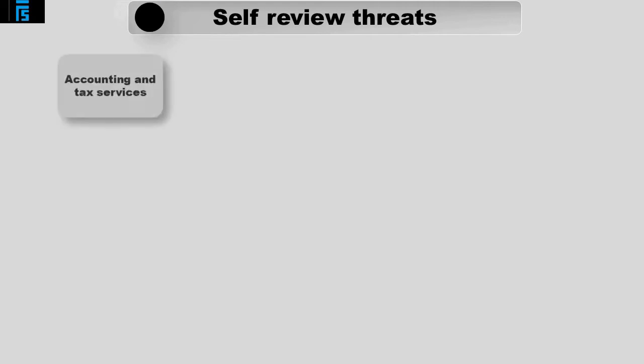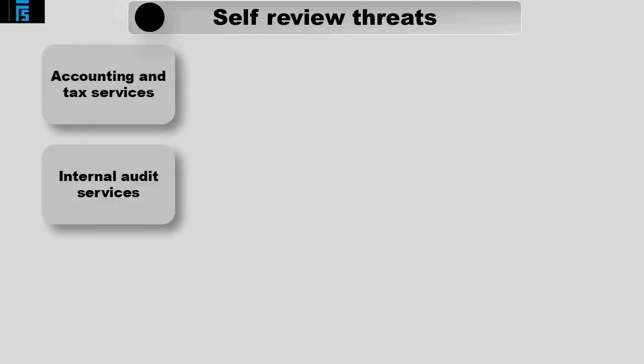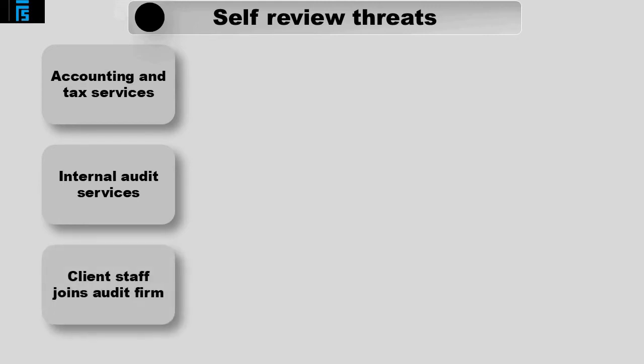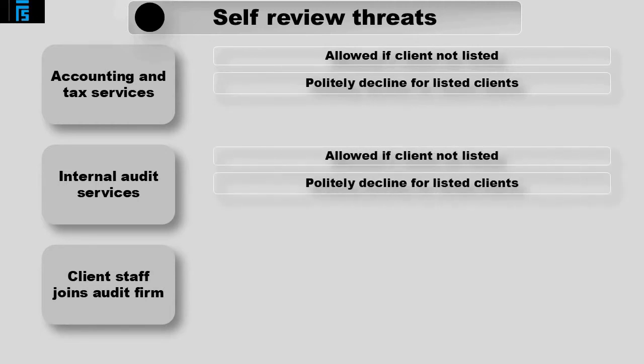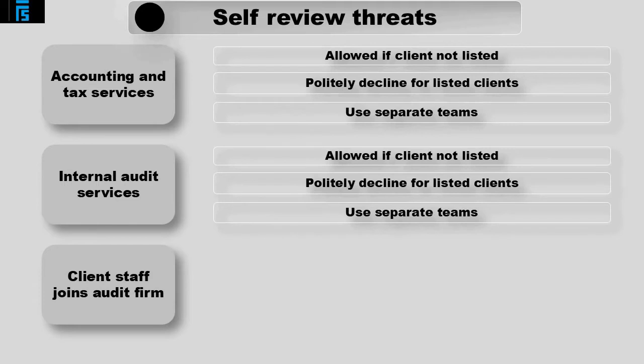Self-review threats include accounting and tax services, internal audit services, and if a client's staff join the audit firm. Provision of accounting or tax services is allowed as long as it is not a listed client. If listed, they must politely decline the offer. The same applies to internal audit services. If it is a listed client, it is not allowed. The general recommendation for provision of other services is, as long as it is not listed, separate teams should be used so individuals do not audit their own work.